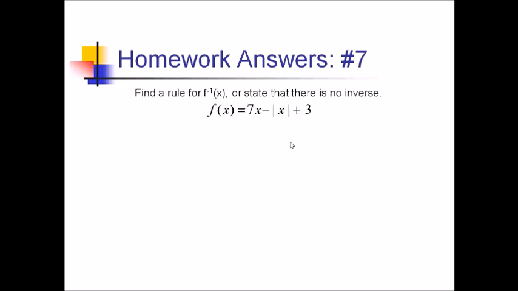For number 7, we're trying to find this inverse. Now, I'm not sure exactly what this function looks like, but since it has this absolute value in here, I know that my negative and positive inputs are both going to turn into positive outputs, so I won't be able to work backwards to figure out what I started with. So this then does not have an inverse because of this absolute value.